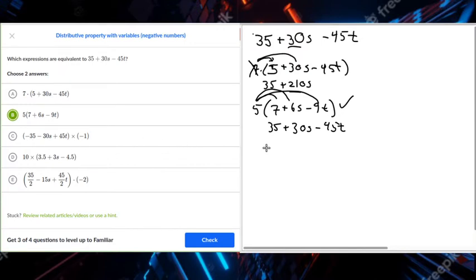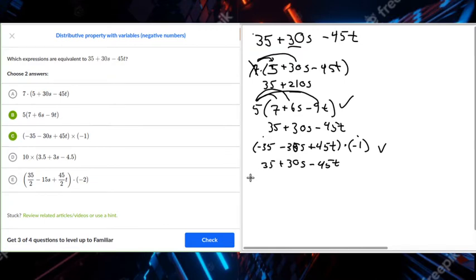Our next one is negative 35 minus 30s plus 45t, times negative 1. So if we distribute this negative 1 over here, negative 1 times negative 35 is 35. Negative 1 times negative 30s is 30s. Negative 1 times 45t is negative 45t. And that one also looks good.